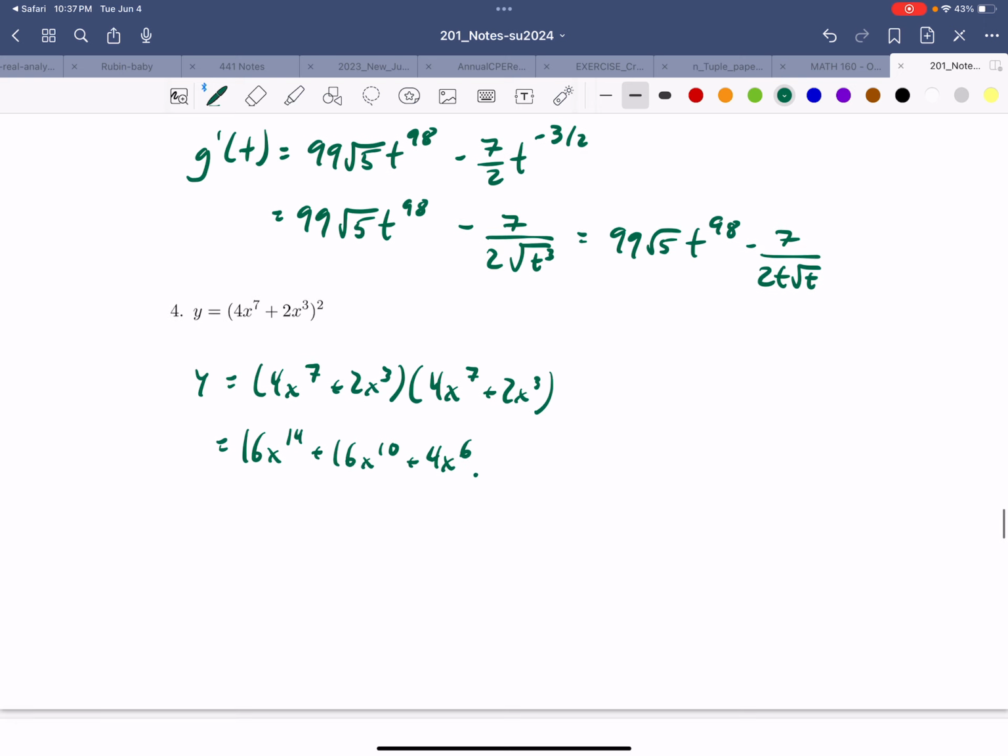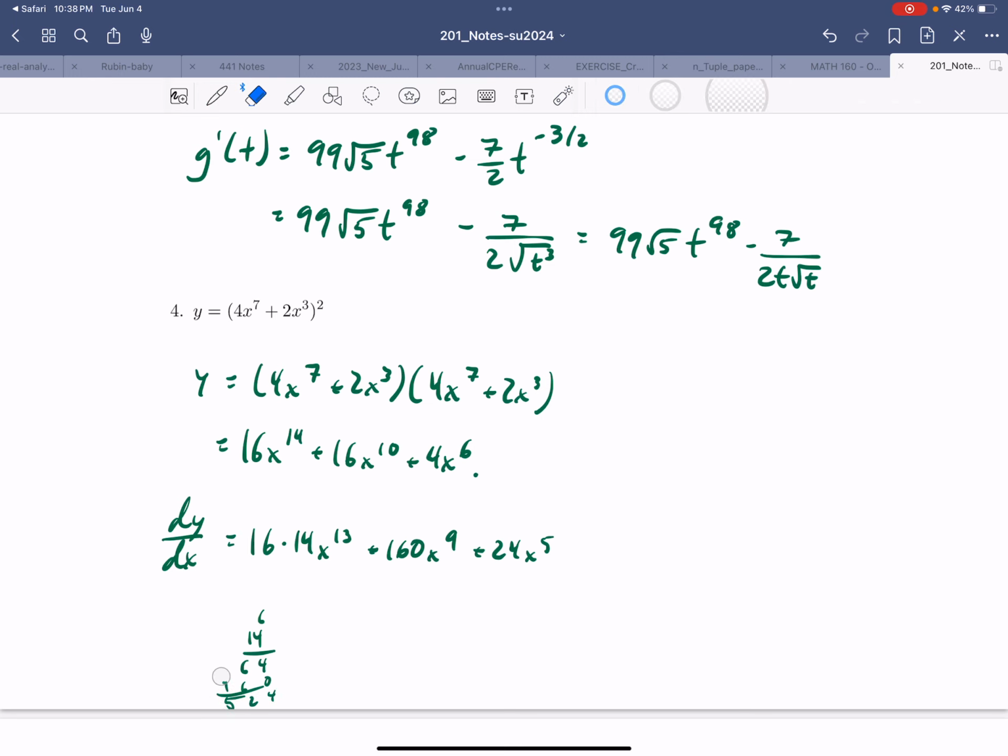Now that we've done that, it makes sense to say that dy over dx is going to equal whatever 16 times 14 is. x to the 13th plus 160x to the 9th plus 24x to the 5th. Let's see, 16 times 14, is that going to be 24?